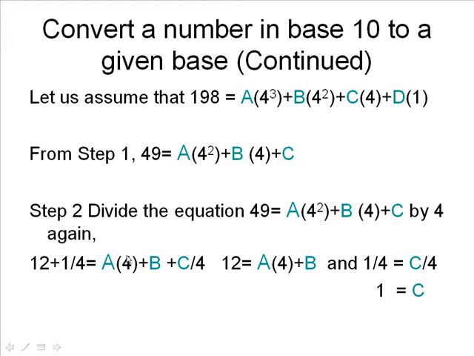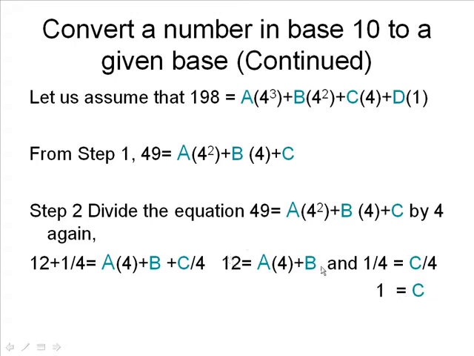So 4 squared divided by 4 is 4, 4 divided by 4 is just 1, 1 times B is B, C divided by 4 is C over 4, which is a fraction, and 49 divided by 4, quotient is 12, remainder is 1, so 49 divided by 4 is 12 plus 1 over 4. And the integer on the left, 12, corresponds to the integer on the right, A times 4 plus B. And the fraction on the left, 1 over 4, equals the fraction on the right, C over 4. So we have C equal to 1.